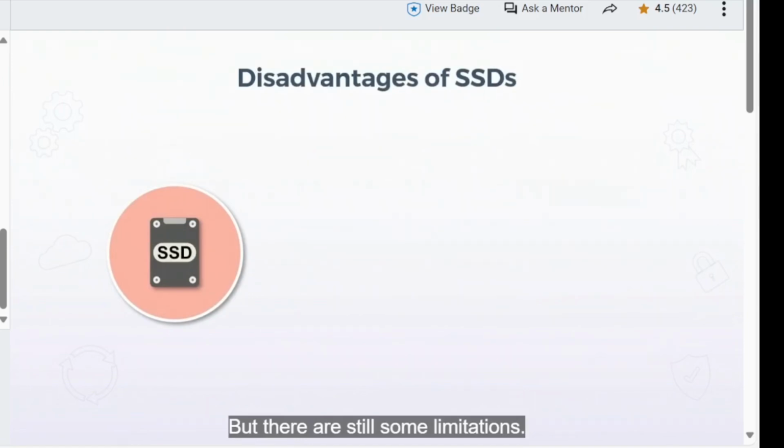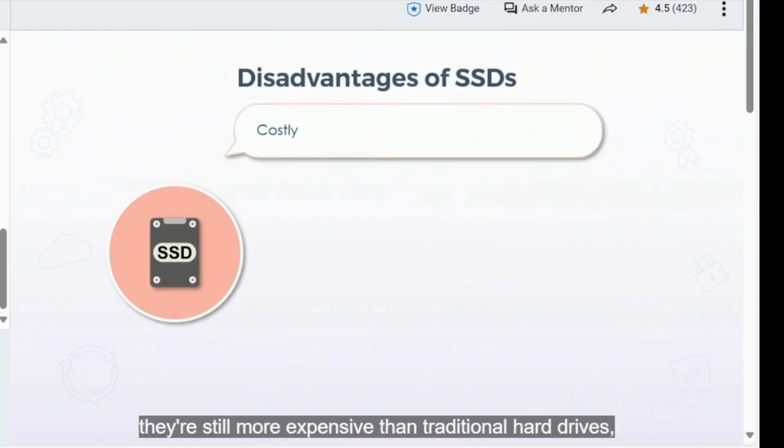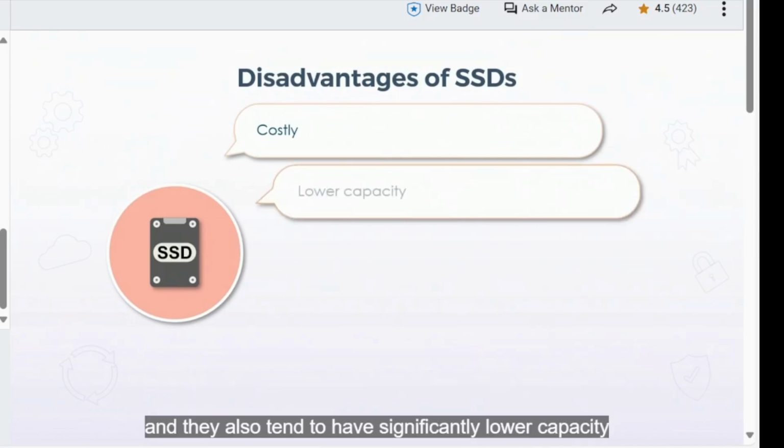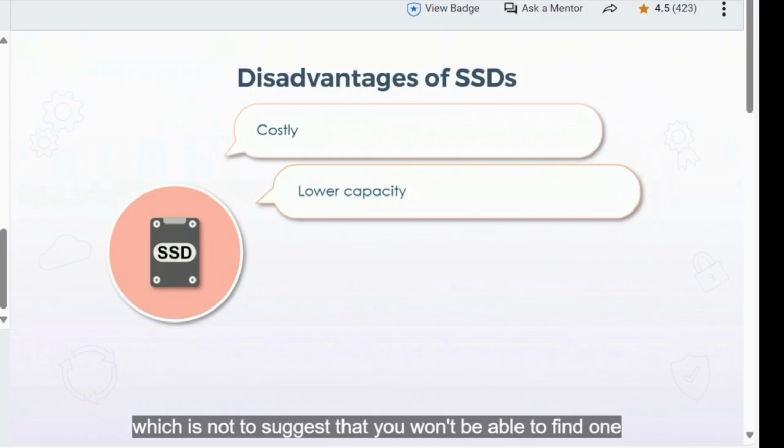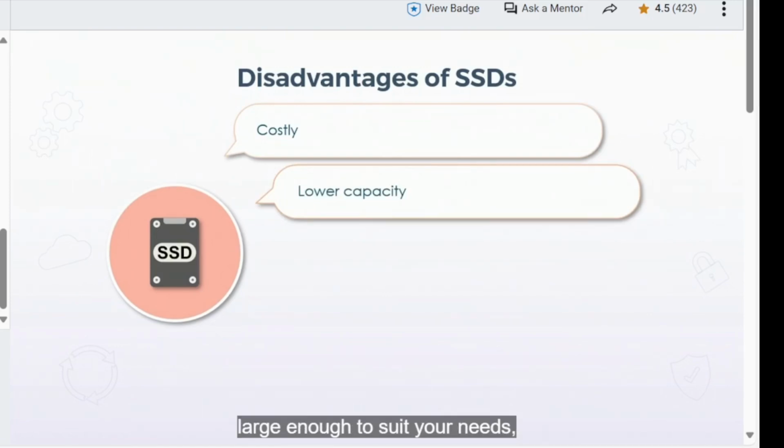But there are still some limitations. On a per gigabyte basis, they're still more expensive than traditional hard drives, and they also tend to have significantly lower capacity than hard drives. Which is not to suggest that you won't be able to find one large enough to suit your needs, but the higher the capacity, of course, the higher the cost.